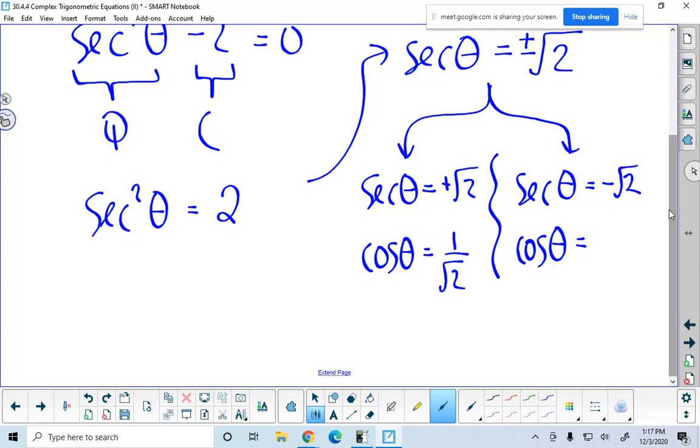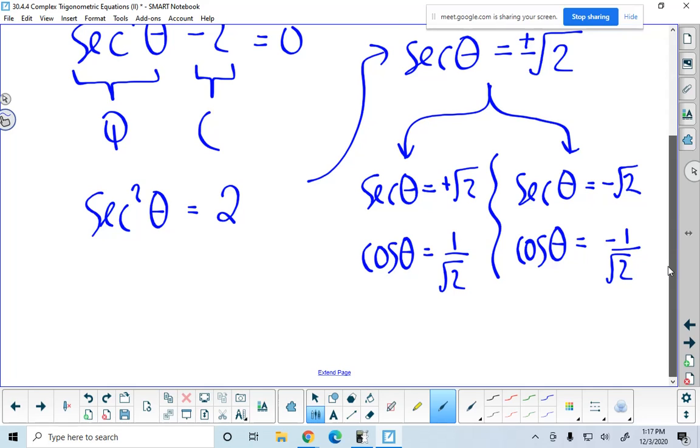So I would like to pause there to let that soak into your brain what we did there. We moved the 2 over, we took the square root, then we reciprocated so we could write cosine. I will do the unit circle and the reference angle approach here.